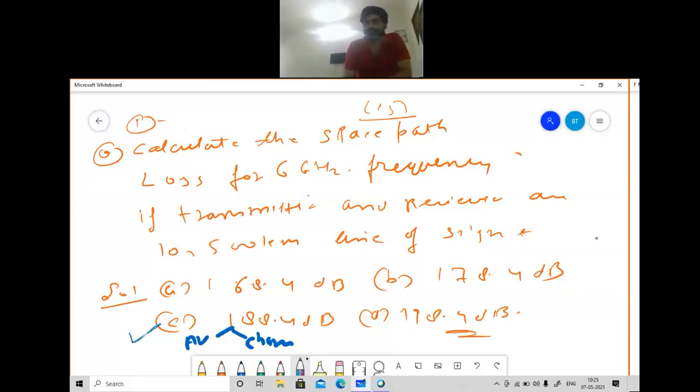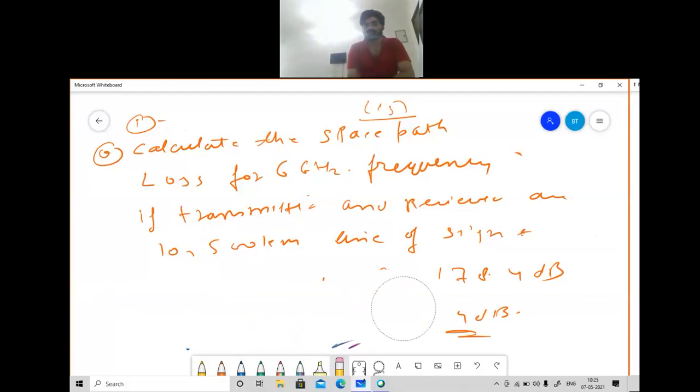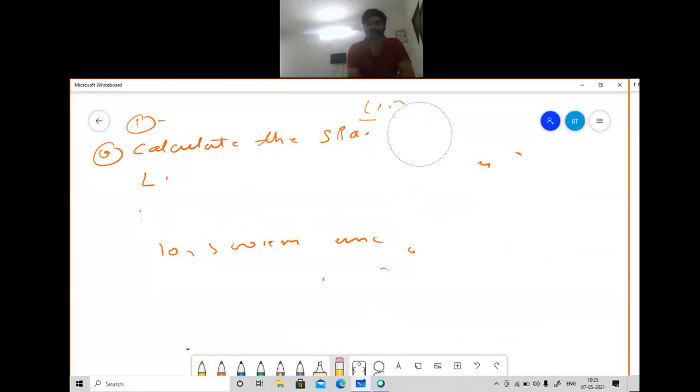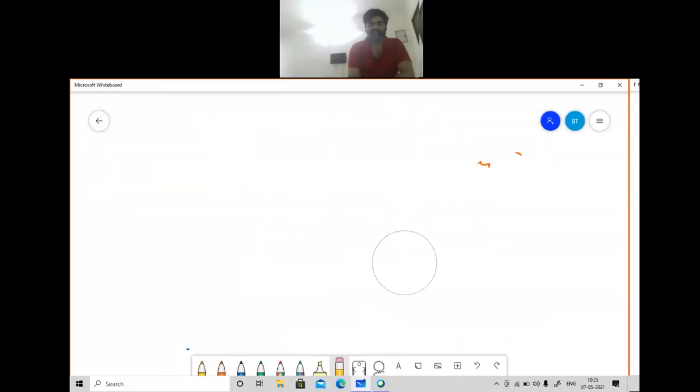Aditi has also given me option C. So three have solved it. See, simple problems are coming. Last, one more problem I'll give you, a GATE problem. That was a 2 marks problem, and after that we will complete this Friis transmission. This is the last problem.